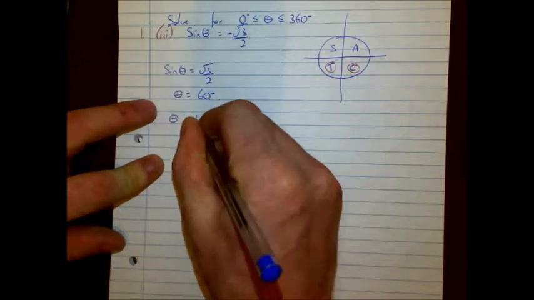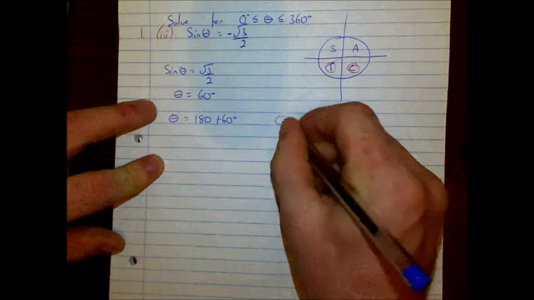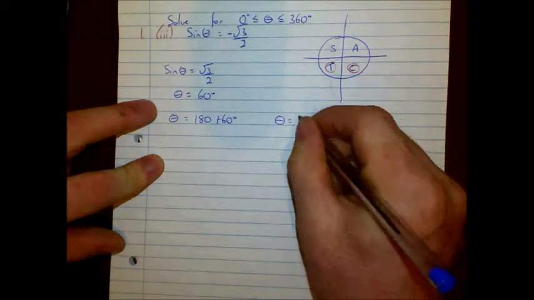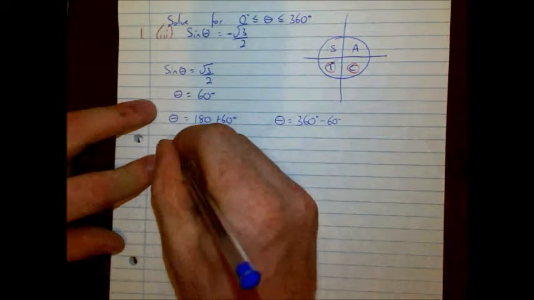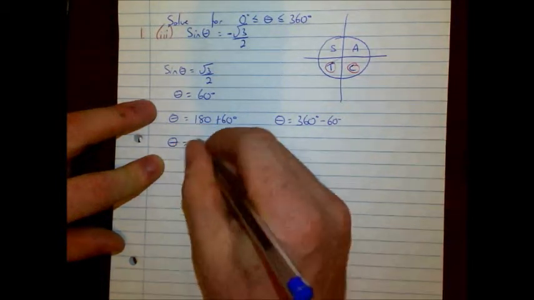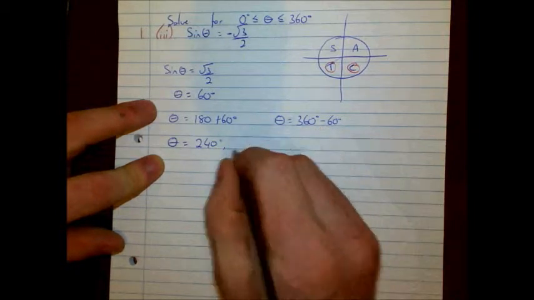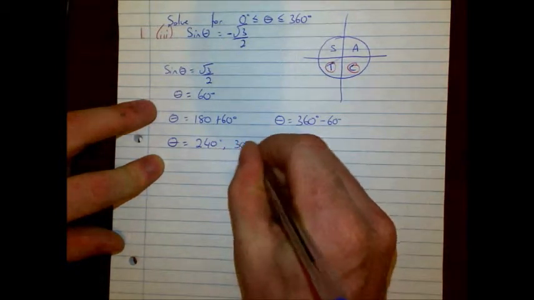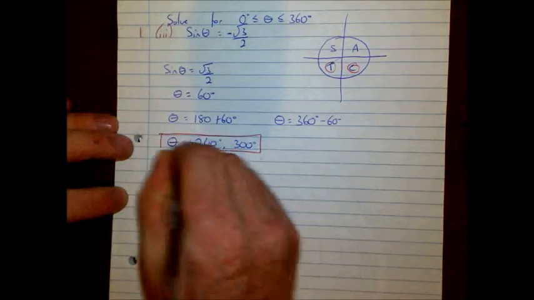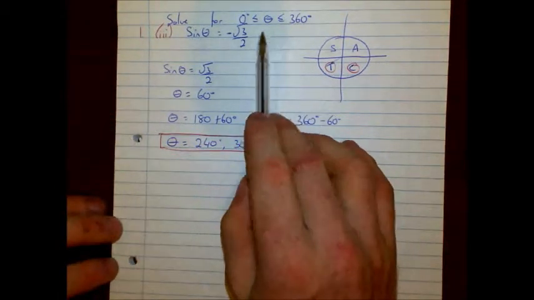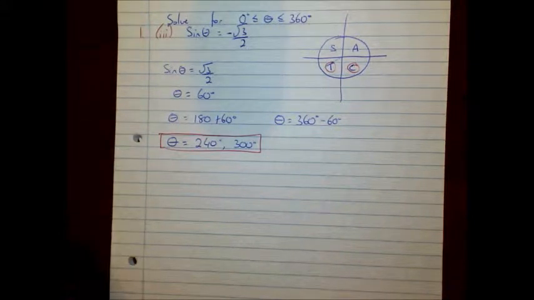Theta is going to be equal to 180 plus 60. It's also in the fourth quadrant where theta is equal to 360 minus 60. So you're going to get two answers for theta. 180 plus 60 is 240, it's 240 degrees. Theta is also equal to 300 degrees. So we'll stop there, that's our answer. Question finished, because theta had to be between 0 and 360 degrees. Okay, so that's the first one.